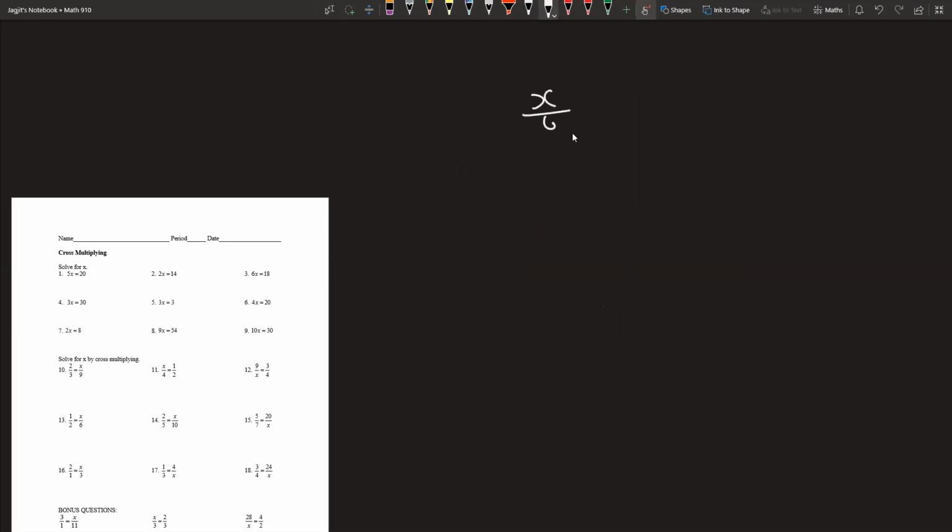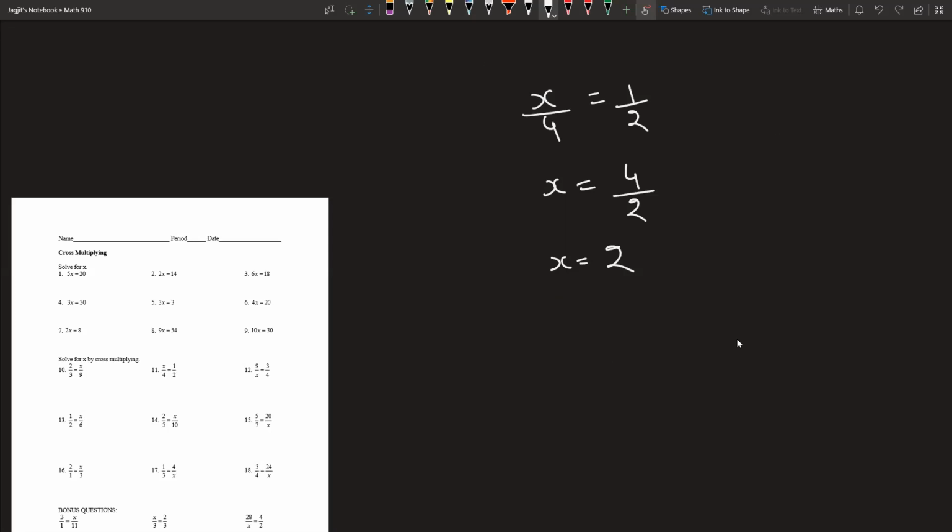Okay, what if I tell you I have x over 4 is equal to 1 over 2? You're trying to isolate x. So what's going to happen? This 4 will cross multiply. It will go across. It'll land at the top. And 4 over 2 is just 2.